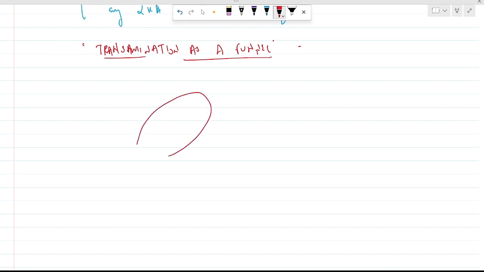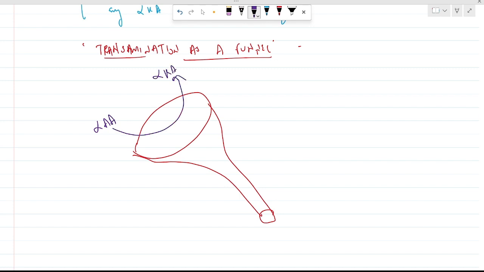There's a concept of transamination as a funnel. What do we mean by this? As we said, a funnel, so we'll draw a funnel first. This is the opening of the funnel, this is the discharge route. In this funnel alpha amino acid is introduced and comes out as alpha keto acid. The alpha amino acid could be alanine with pyruvate as the keto acid, or aspartate and oxaloacetate. Here alpha ketoglutarate is getting converted to glutamate, and glutamate comes out of this funnel.